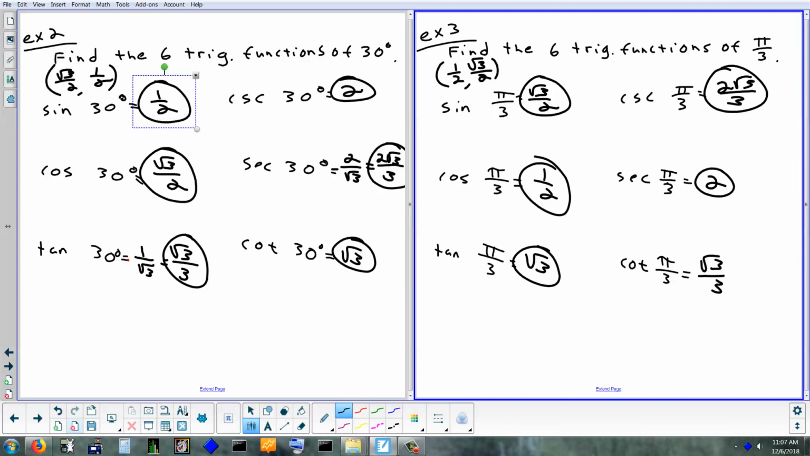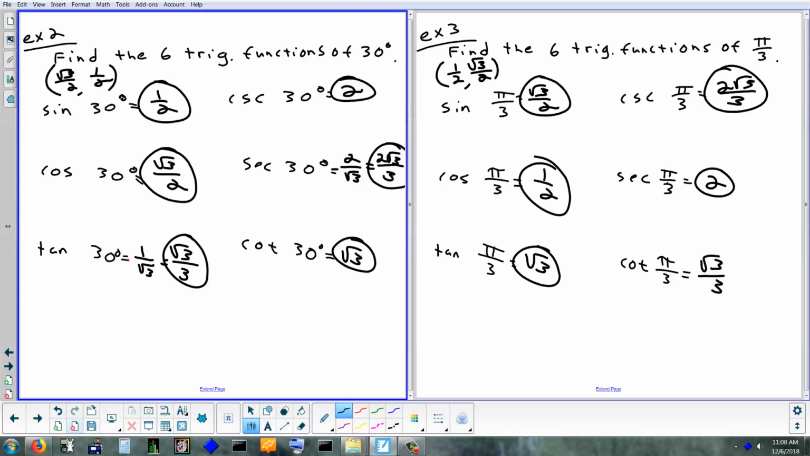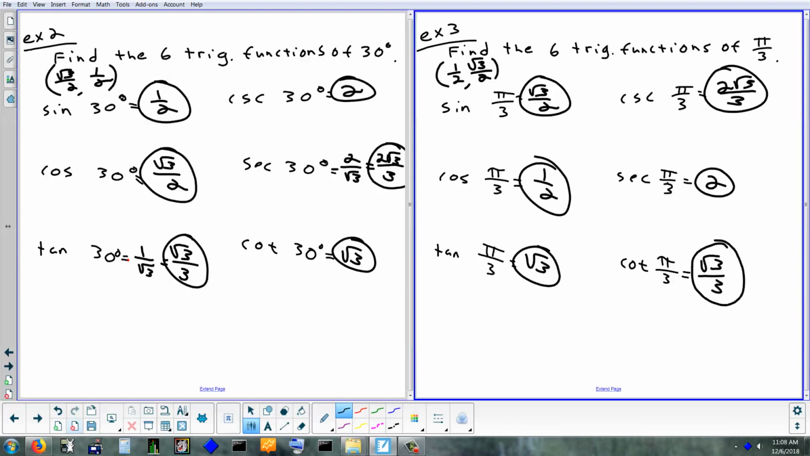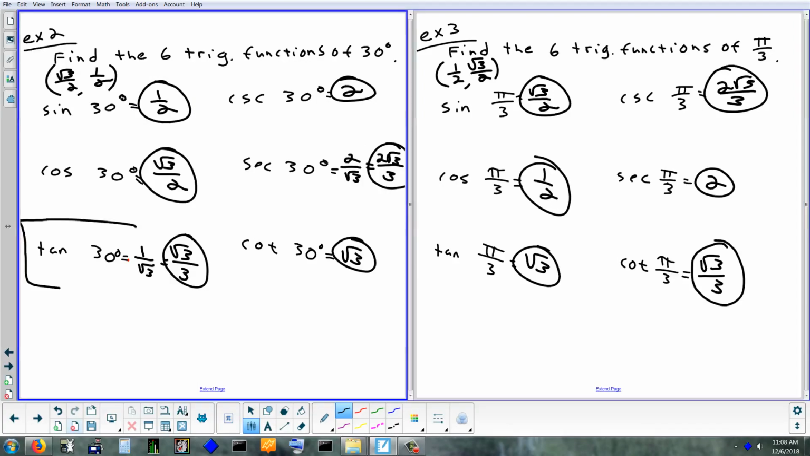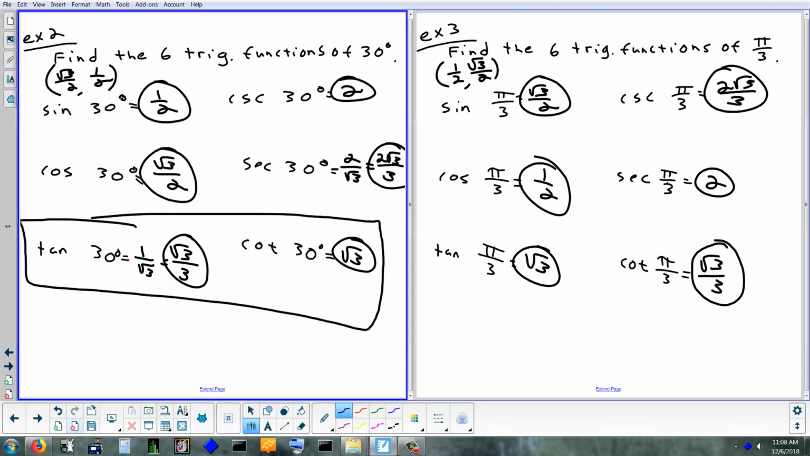All right. So what do you notice if you compare all the numbers that are circled? They're all the same. They're the same numbers, they're just kind of in different spots. Can anybody tell me 2 functions where the answers switched places from the ones on the left to the ones on the right? Tangent and cotangent. The tangent and the cotangent switched places from the 30 to the 60.